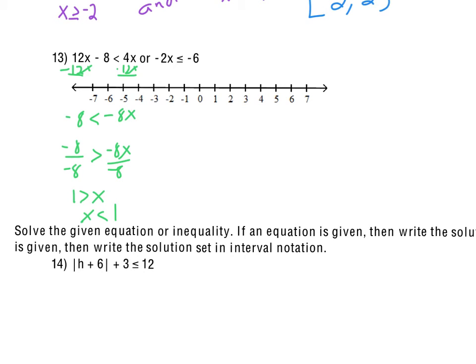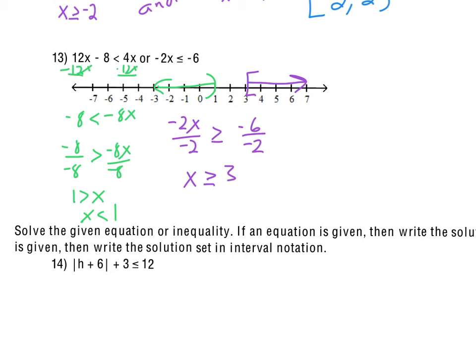The other side, again, they don't give me much choice right away, I just have to divide by that negative 2, which means I flip the inequality. So we get x is greater than or equal to 3. Again, this is "or," so less than a positive 1 would go like this, or x is greater than or equal to 3 would be like this. Since it's "or," that's perfectly fine.